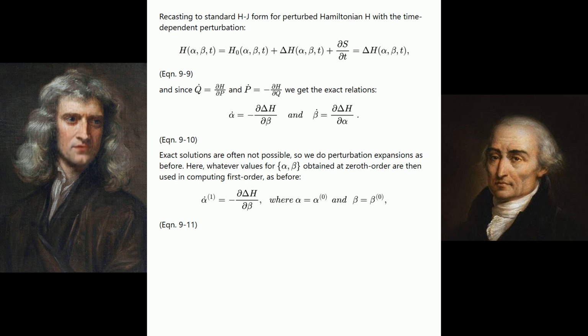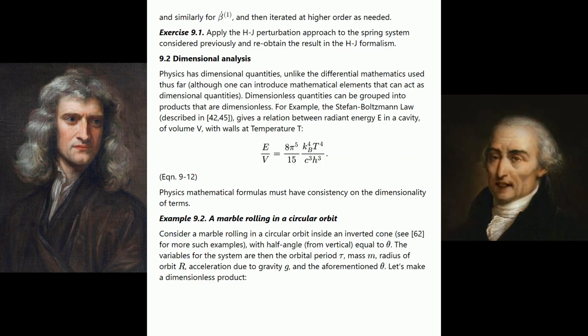Here, whatever values for the set alpha beta obtained at zeroth order are then used in computing first order as before. See equation 9-11. And similarly for beta raised to the 1 power, and then iterated at higher order as needed. Exercise 9.1. Apply the HJ perturbation approach to the spring system considered previously, and reobtain the result in the HJ formalism.